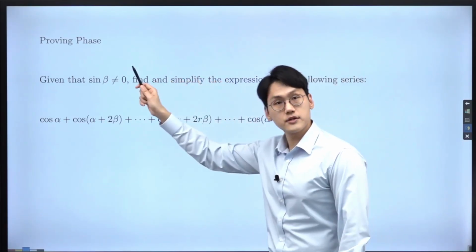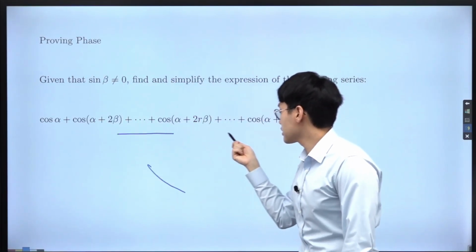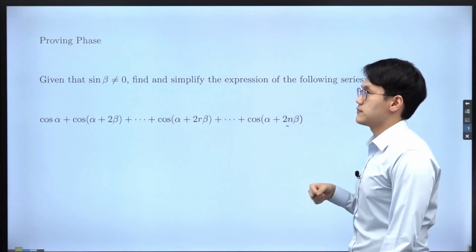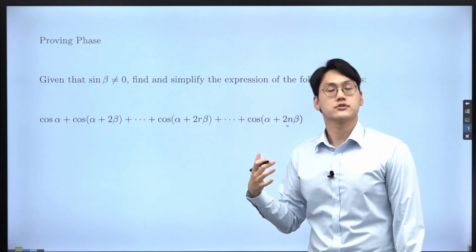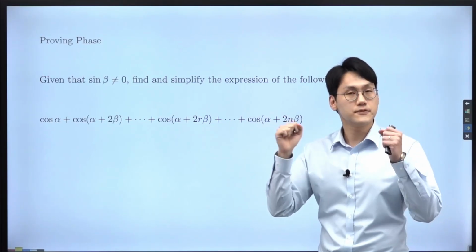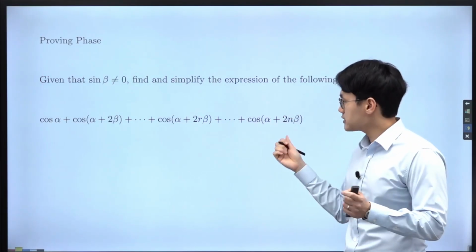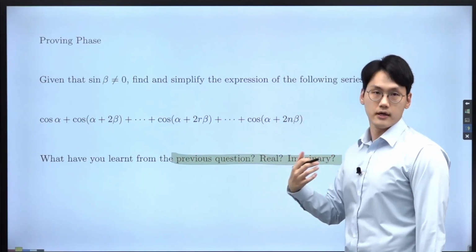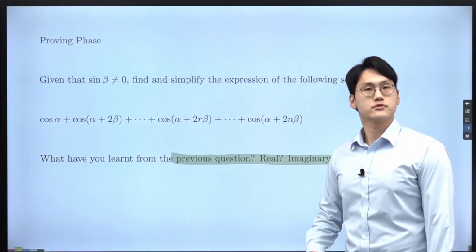From the learning phase, I realized that for finding the series of a cosine, even though the question didn't tell me anything, I am able to figure out the clue that I would like to use the complex stuff first. That's a very important realization. So let's take a look. What have we learned from the previous question? That's the essence, my friend, of the learning phase to the proving phase.